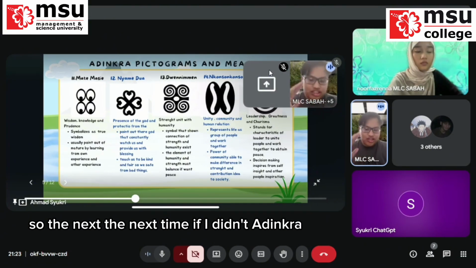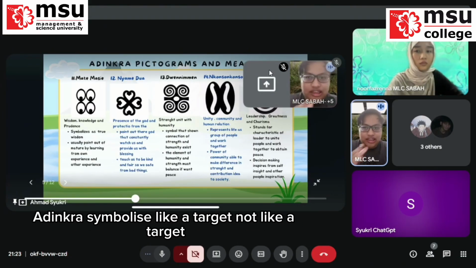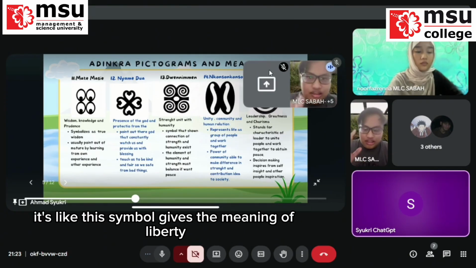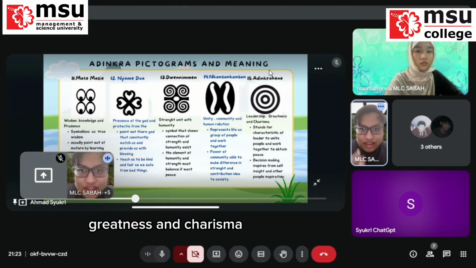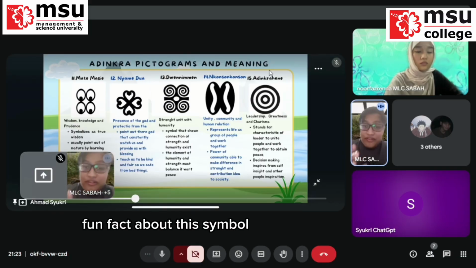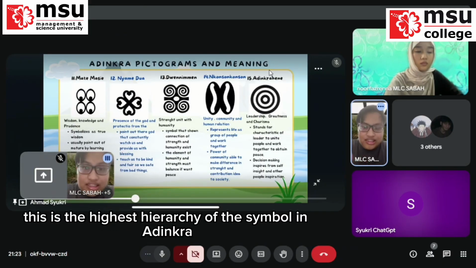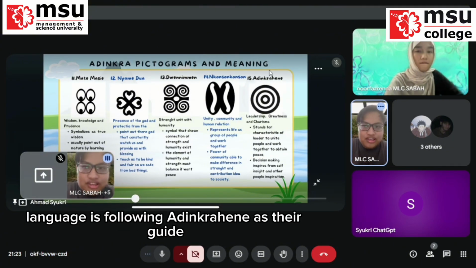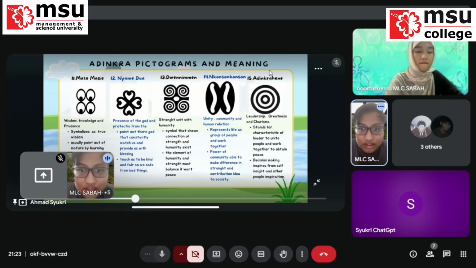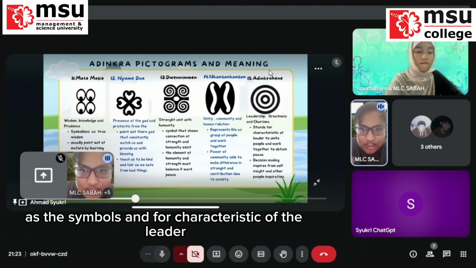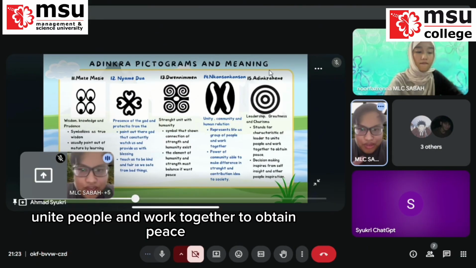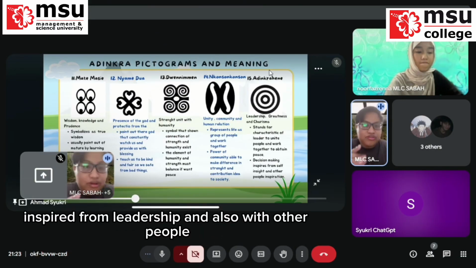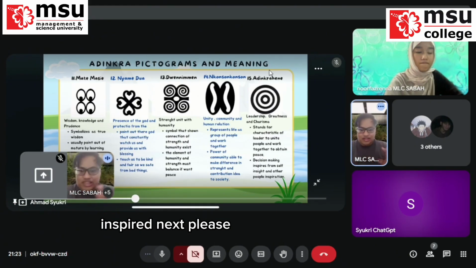So the next symbol is Adinkrahene. Adinkrahene symbolizes a target, not like a target. This symbol carries the meaning of leadership, greatness, and charisma. Fun fact about this symbol: it is the highest in the hierarchy of the symbols in Adinkra. Its other symbols are said to follow Adinkrahene as their guide. The symbol stands for the characteristics of a leader, who unites people and works together to obtain peace. Decision making is inspired by leadership and also by other people's inspiration. Next slide.